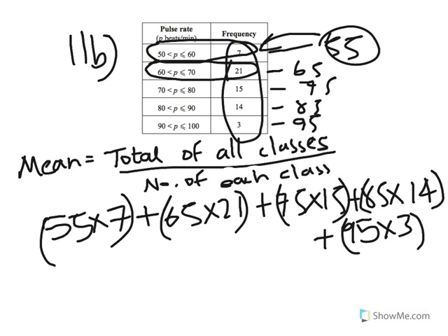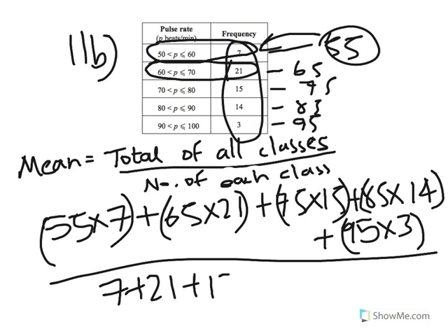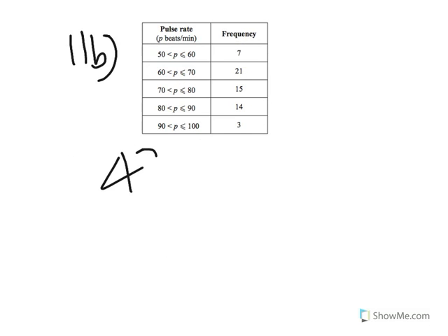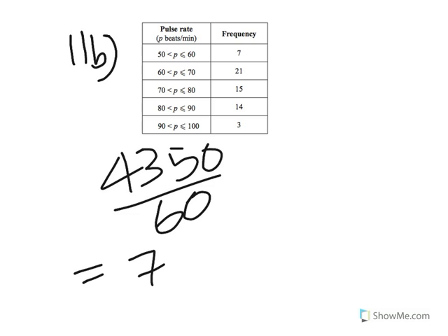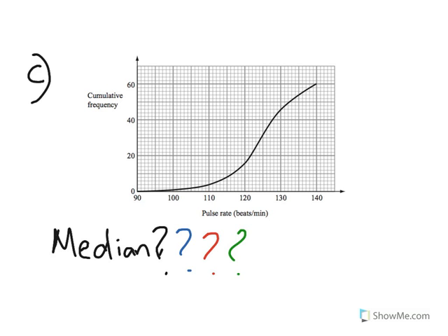And what you do is you take this all and divide it by the number of times each class gets repeated, and in this case it's just the frequency table, so it's just 7 plus 21 plus 15 plus 14 plus 3. If you simplify this whole massive equation which I've written down, you're going to get a fraction of 4,350 divided by 60, which is nothing but 72.5.